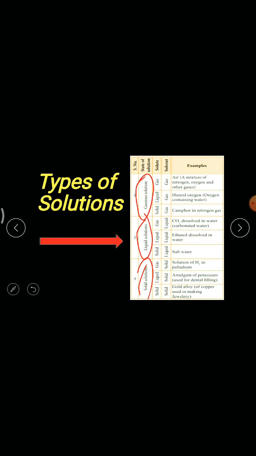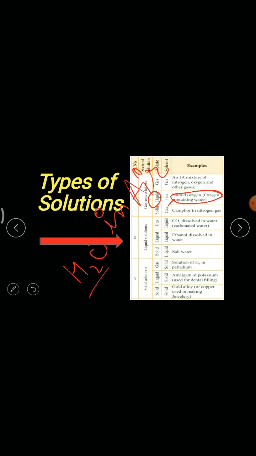In a gaseous solution, when the solute is a gas, we can take the example of air: oxygen, nitrogen, hydrogen, CO2. We can take all these gases as examples, as we are not able to uniquely identify where the oxygen is present and where the particles of nitrogen gas are present; it's all uniform throughout. When it comes to liquid in gas, we can take H2O in air. Here H2O is in vapor form, in water vapor form. Next is solid in gas, that is camphor in nitrogen gas.